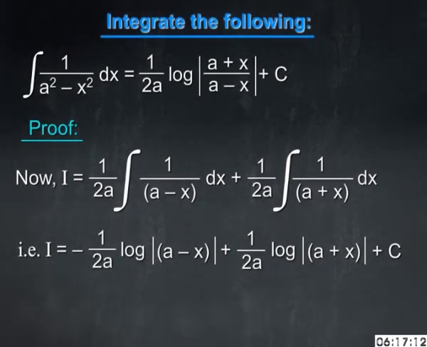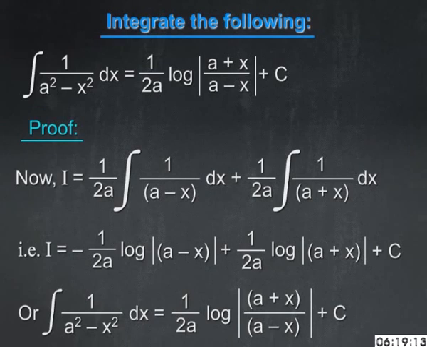Or we can say that integral of 1 upon a square minus x square with respect to x is equal to 1 upon 2a into log of mod a plus x upon a minus x plus c.